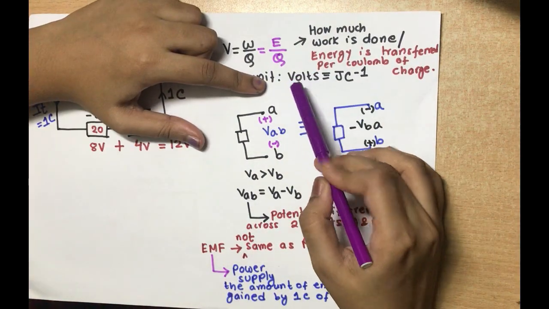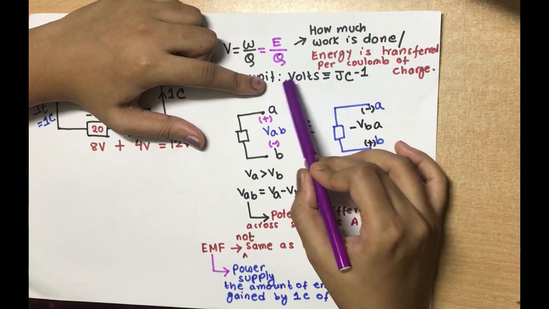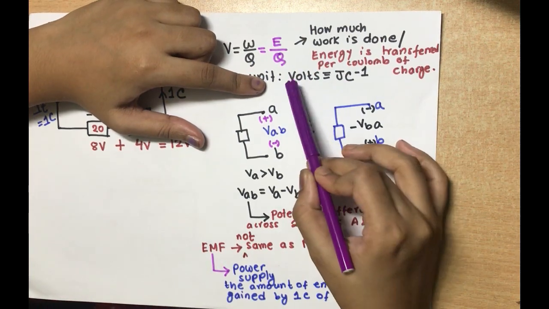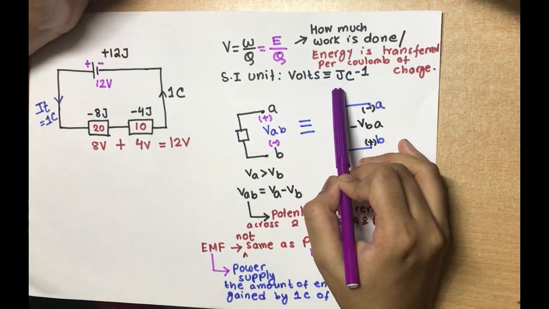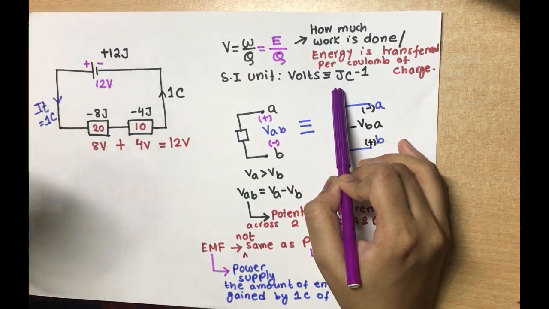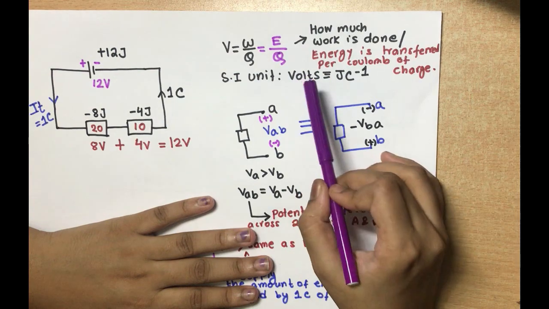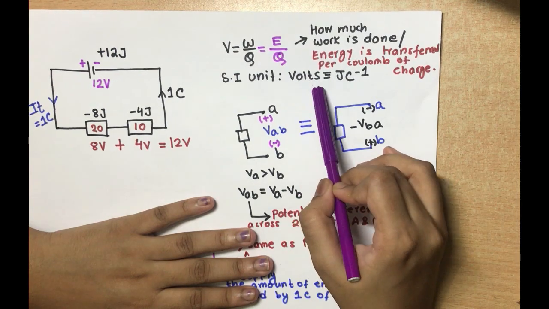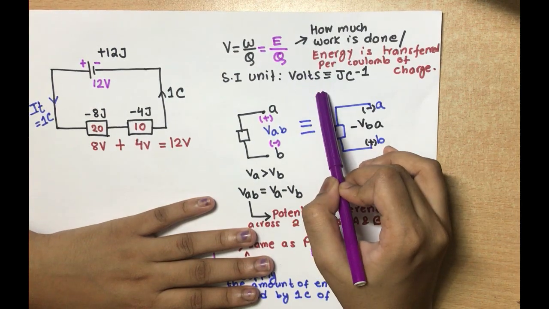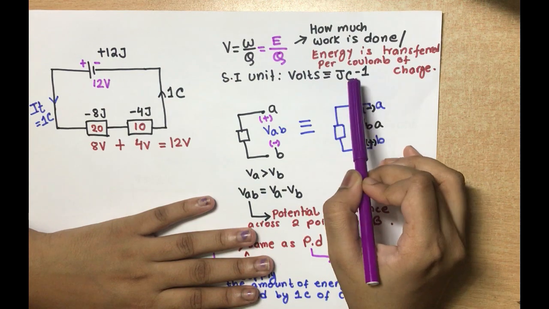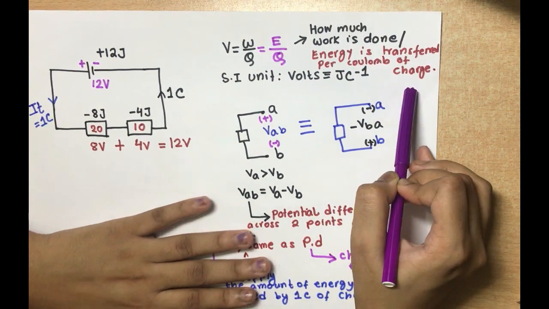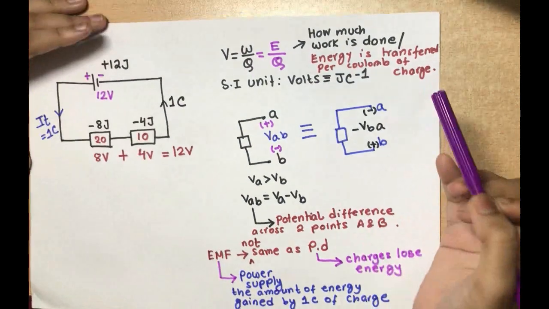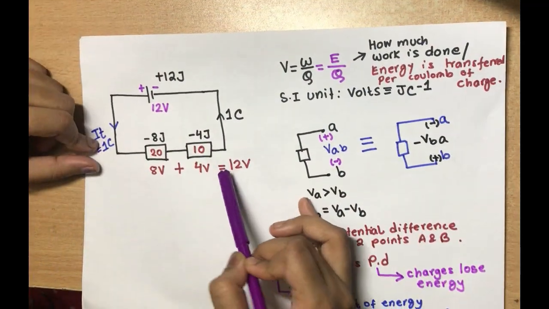So what is 1 volt? 1 volt means that the amount of work done on 1 coulomb of charge is 1 joule. Similarly, when the voltage is 2 volt, this means that for 1 coulomb of charge, the amount of work done will be 2 joules. Now, let us consider this circuit diagram.